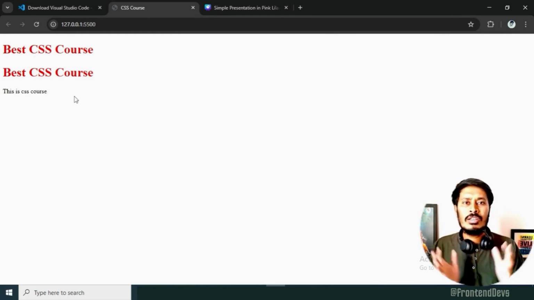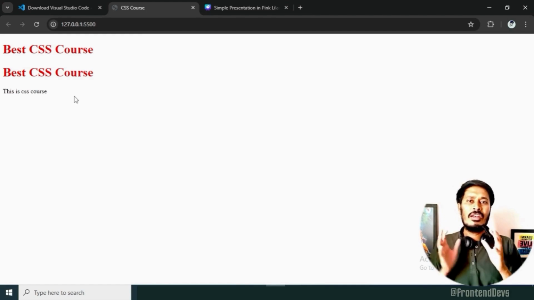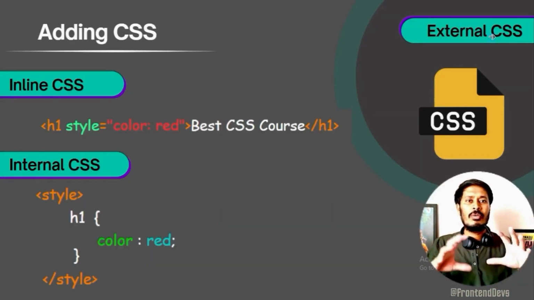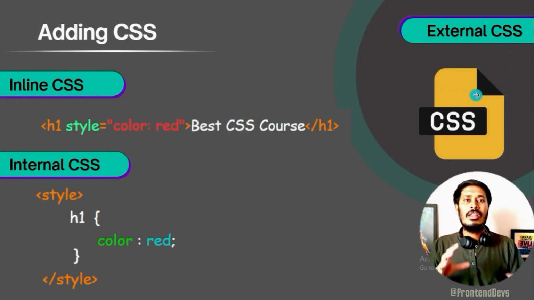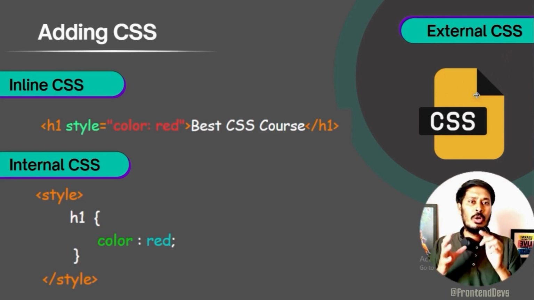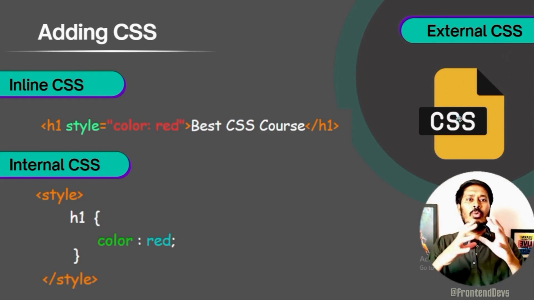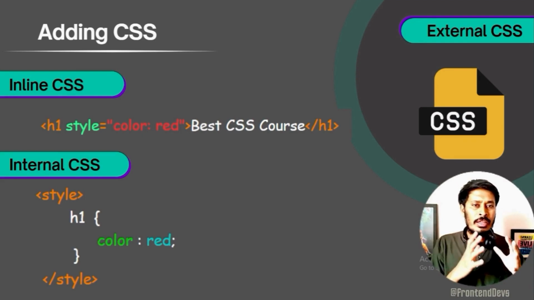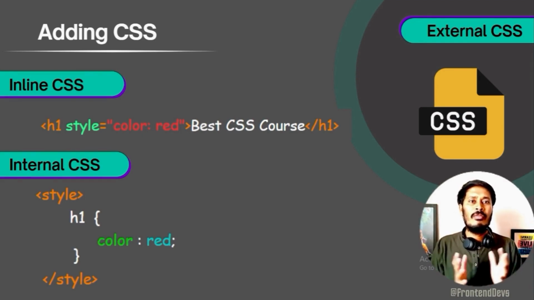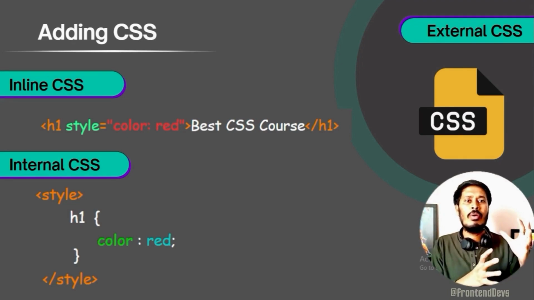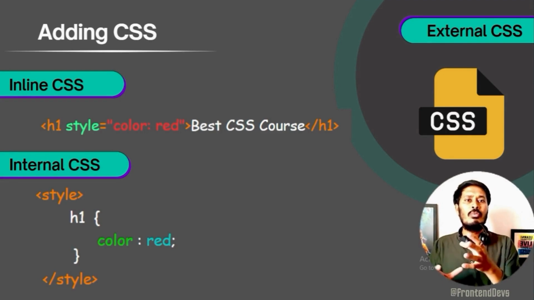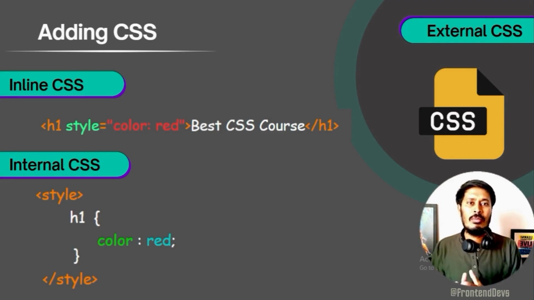Now let's move to the third option, and that is external CSS. The things are very simple. We need to create a separate file. The separate file will be created, and that file extension will be .css, and we will add all the rules inside that CSS file, and finally we will link our CSS file in the HTML, so that whatever rules we have added in the CSS file will be applied on our HTML elements.